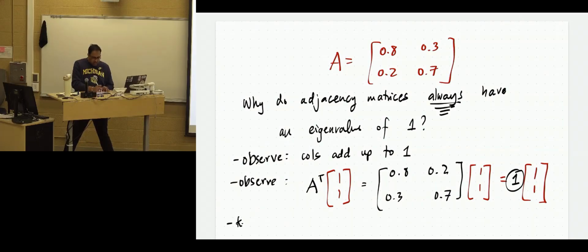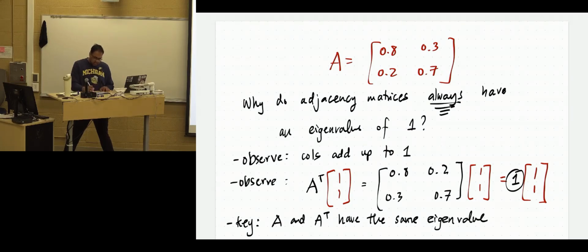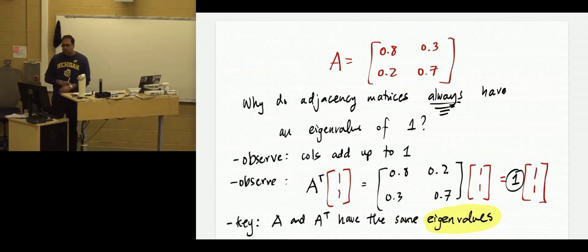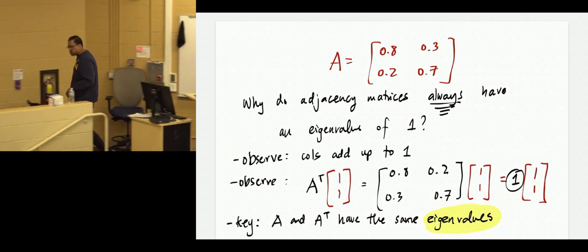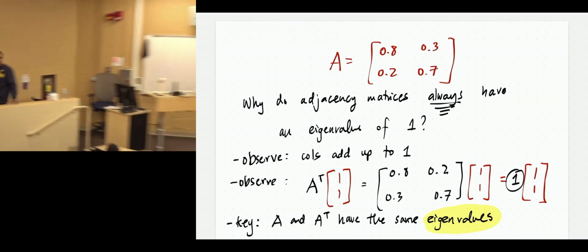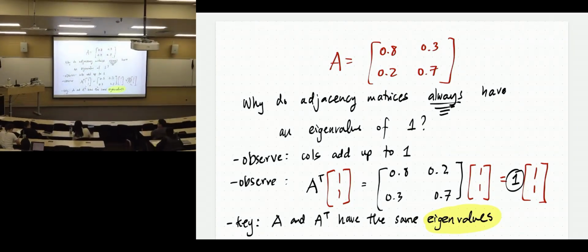Here's the key. A and A transpose have the same eigenvalues. Not the same eigenvectors necessarily, but the same eigenvalues. Why is that? I won't write it down because, again, I want you to read the notes for the details. But why do A and A transpose share eigenvalues? This is more of an algebraic fact than anything.